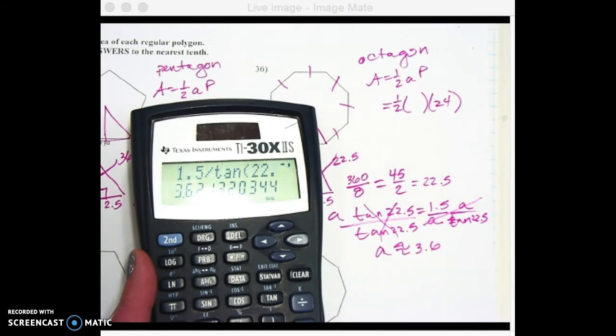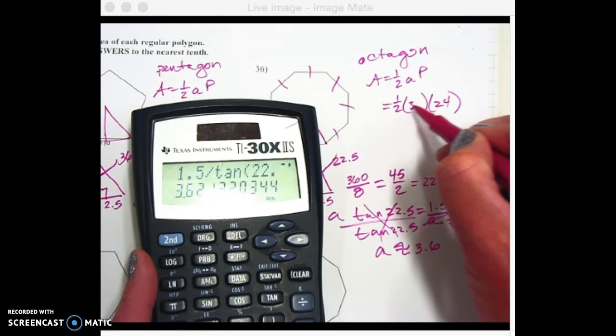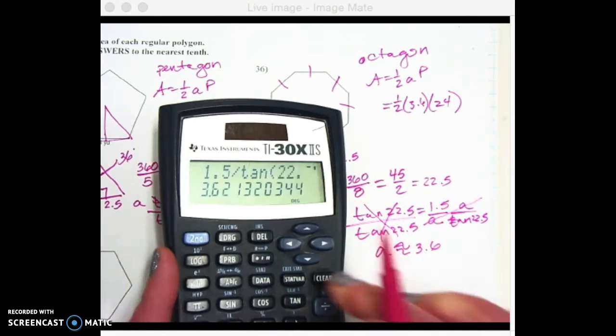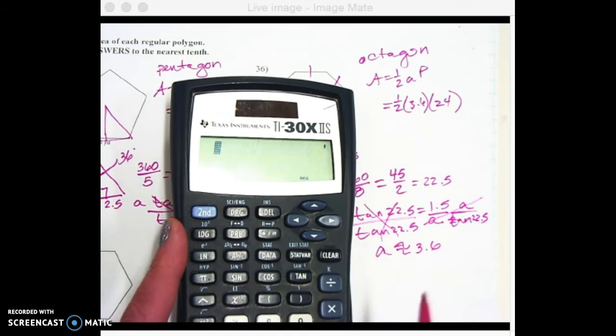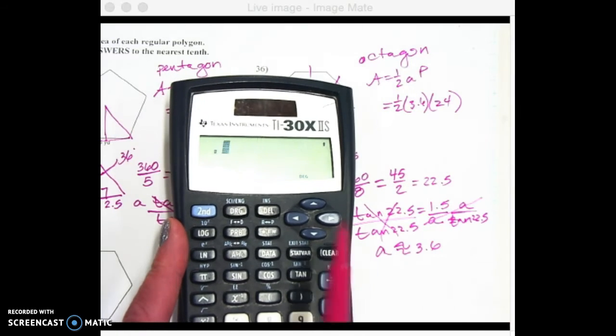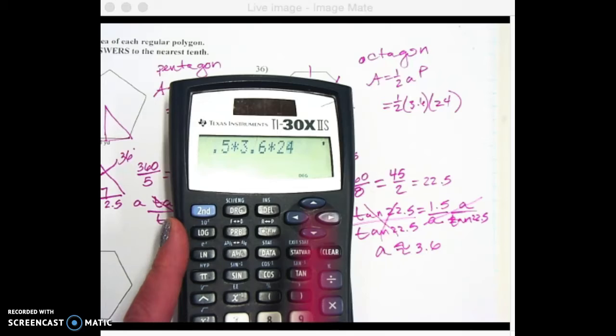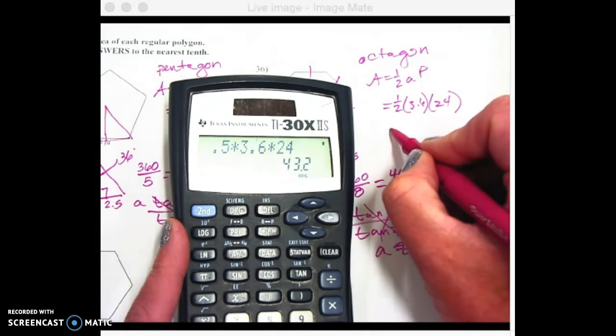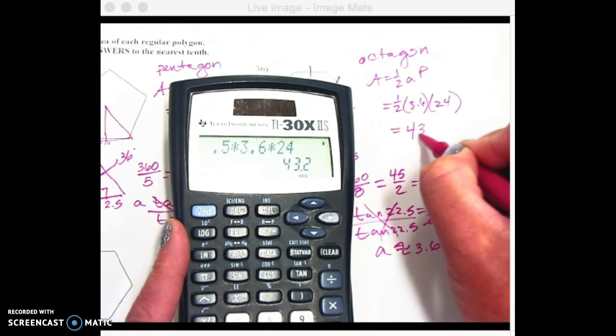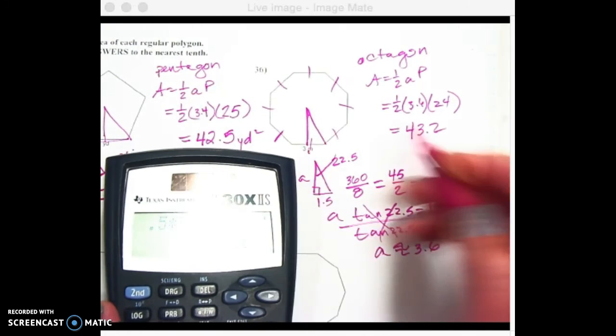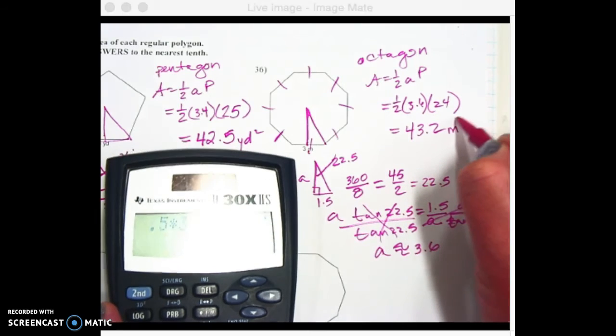There's a 2 next to it, so it stays. So that's going to go in right there. And then I just type the rest into my calculator. I'm going to use 0.5 for 1/2 times the 3.6 times the 24, and that gives me an area of 43.2. This one was in meters, so meters squared.